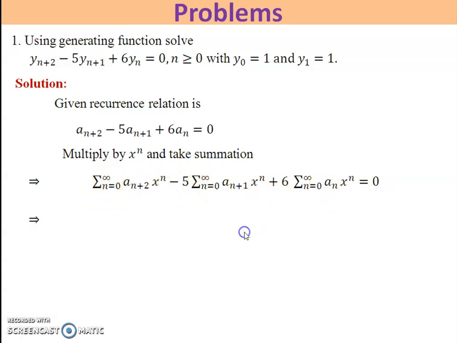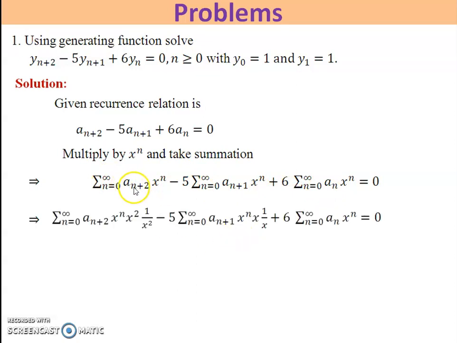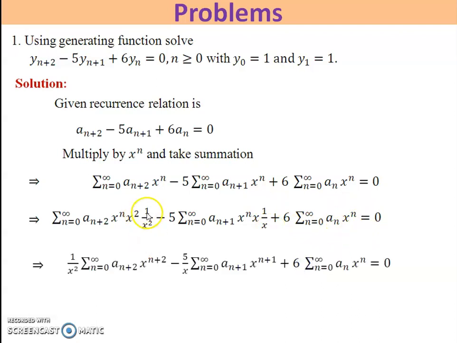Now see here we have n plus 2, right? So we can multiply and divide by x square in both numerator and denominator like this. Similarly, we have n plus 1, so x power n, 1 by x. Here it is not necessary. Now take 1 by x square outside the summation, right? Similarly, 1 by x from this summation, with constant term 5. Similarly, here 6. Now this becomes g of x, the generating function, right?